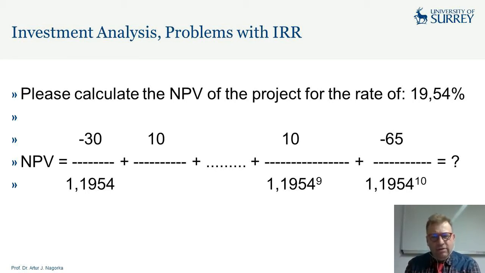So now we try to calculate the NPV of this project, and our rate that we introduce for this would be 19.54%. I know the figure is sort of not round, but it's on purpose. Yeah, we have this formula. We calculate this NPV, and it's important to see that we discount this minus 30, then we discount 10, 10, 10, 10 to the 9th, and then we discount minus 65 by this factor to the 10th. Okay? So what would be the number?